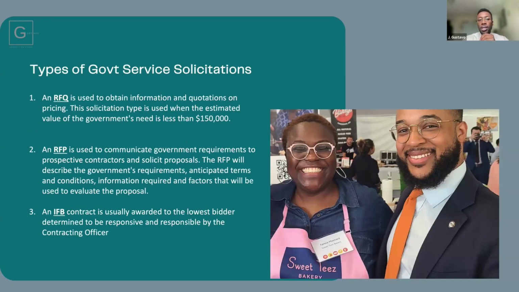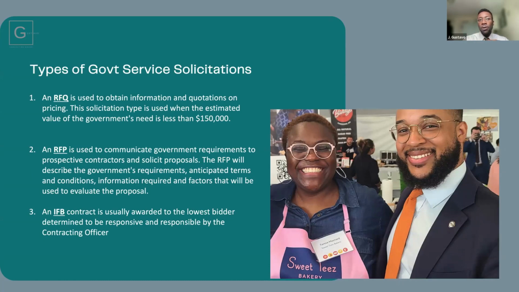So when you're seeking these government opportunities, these bids, these solicitations, this is what you're expected to deal with. We have RFQs, RFPs, and IFBs. Starting with the very bottom, an IFB is an invitation for bid. Think of this as a contract that is usually awarded to the lowest bidder who is determined to be responsive and responsible by the contracting officer.